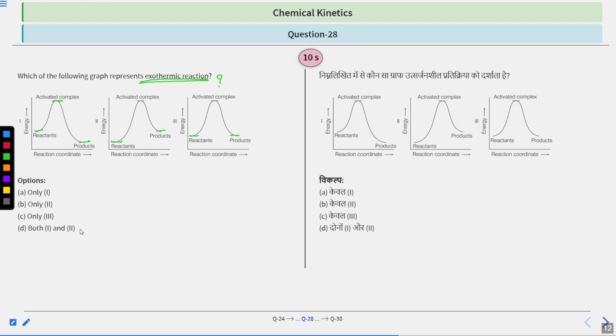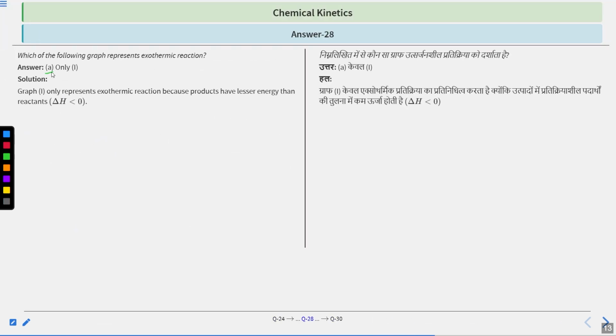So you have 10 seconds to solve this question. After that, we will see the correct answer. Okay. Let's see. The correct answer is option A, that is only first. So graph first only represents an exothermic reaction because products have lesser energy than the reactants, which happens in the case of an exothermic reaction, because in this del H is less than 0.